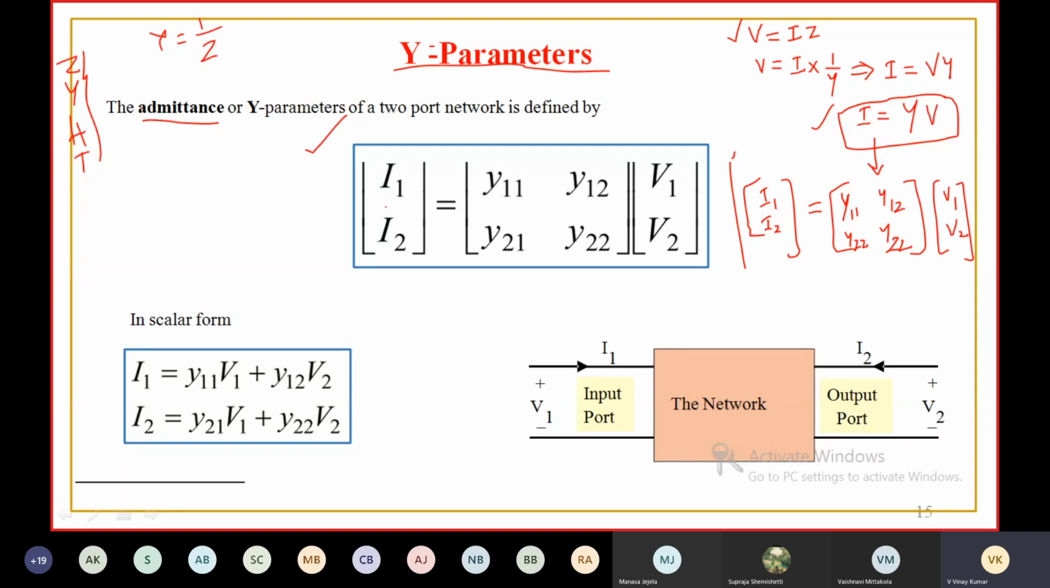So from this, what is I1? I1 is equal to the product of this row and this column. Then I1 is equal to Y11 V1 plus Y12 V2. Coming to I2, I2 is equal to the product of this row and this column, then Y21 V1 plus Y22 V2.